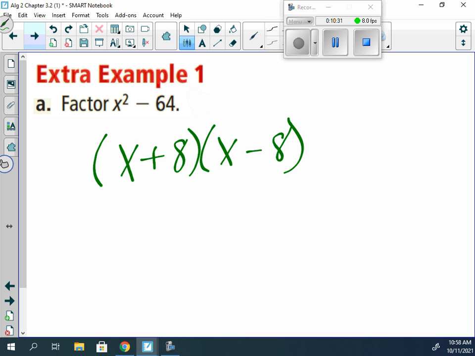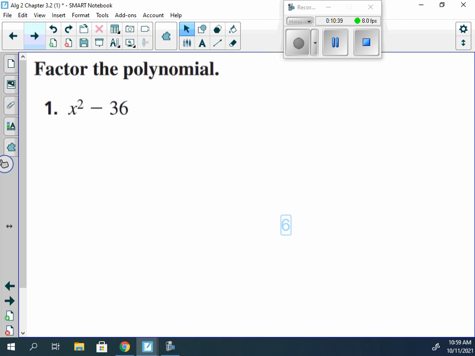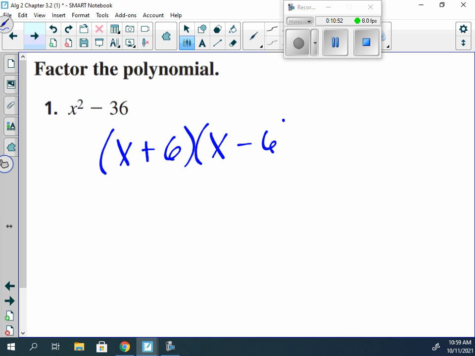That's it. Questions on this here? X squared minus 36. Exactly. X plus 6 and x minus 6. Because there's more technical ways we can delve into this, but really when we look at this, well, x squared is x times x. 36 would be 6 times 6. So we have x plus 6 times x minus 6. And that's it. Any other questions on this?